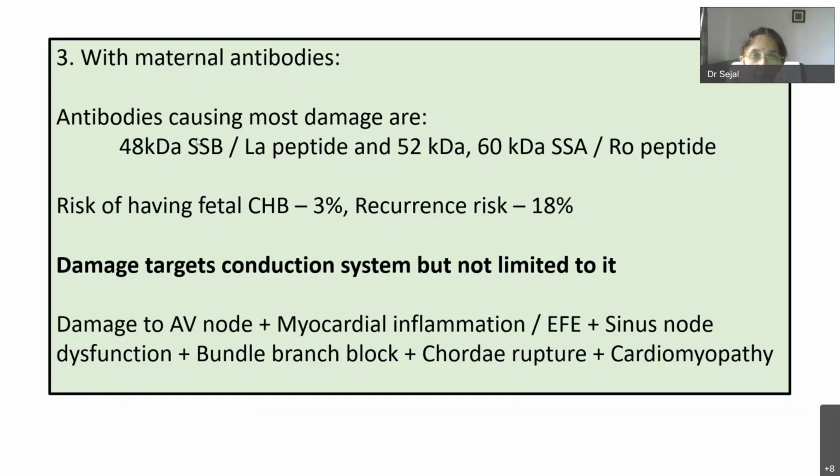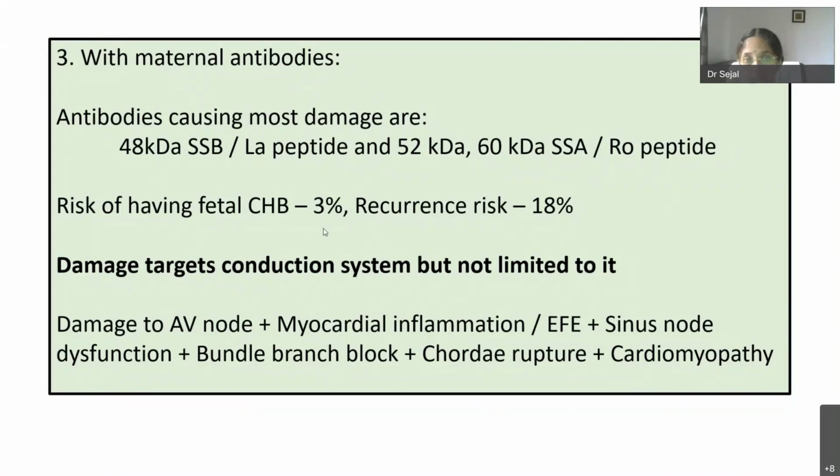Antibodies, then the workup of the maternal antibodies is done, and the most damaging antibodies are the antibodies which are written here. They are usually Ro and La antibodies, and the risk of fetal heart block if the mother has antibodies is up to 3%. So it's not a significant risk if it's a primary pregnancy and if the mother is antibody positive.